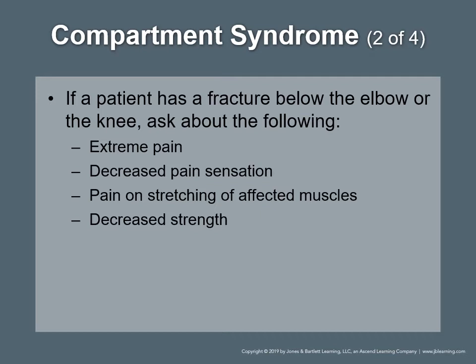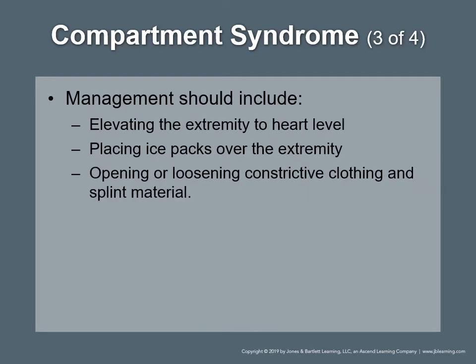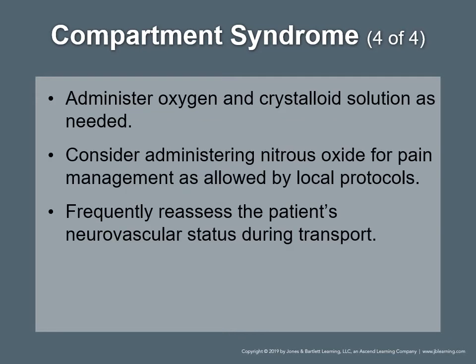The goal of pre-hospital care is to deliver the patient to an emergency facility before the extremity is pulseless. Management should include elevating the extremity to the heart level, placing ice packs over the extremity, and opening or loosening constrictive clothing and splint material. Administer oxygen and crystalloid solution as needed. Consider administering nitrous oxide for pain management as allowed by local protocols. Frequently reassess the patient's neurovascular status during transport. Compartment syndrome must be managed surgically.